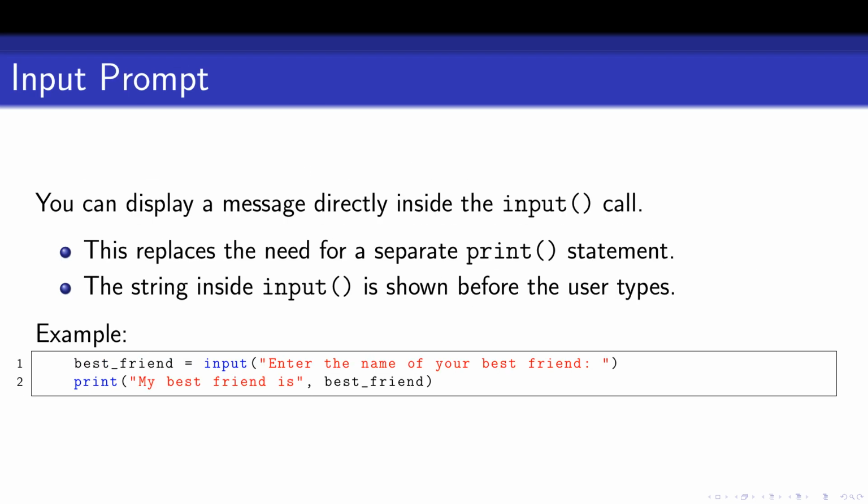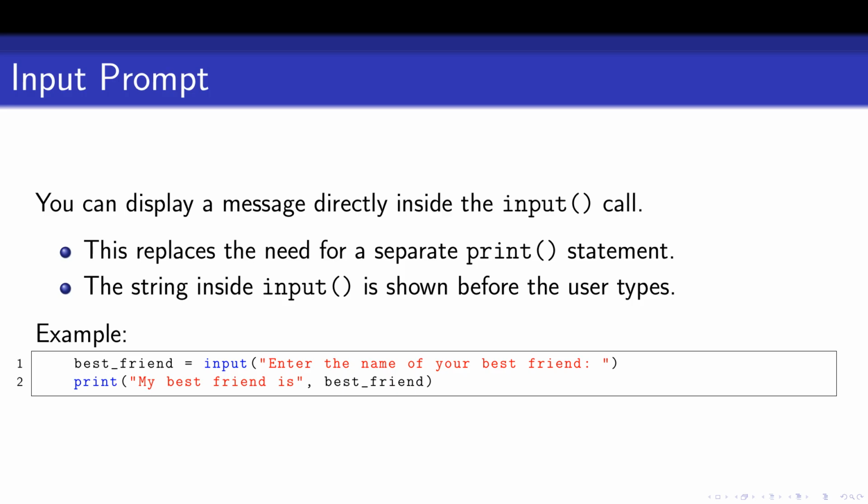We just learned how to get input from the user and convert it into a number using int. But there's actually a slightly cleaner and more intuitive way to prompt the user, and that's by placing your message directly inside the input function. Instead of using a separate print statement to ask a question, you can write something like input, enter your name, and the prompt appears right where the user is expected to type. This not only saves a line of code, but also makes the interaction feel smoother.